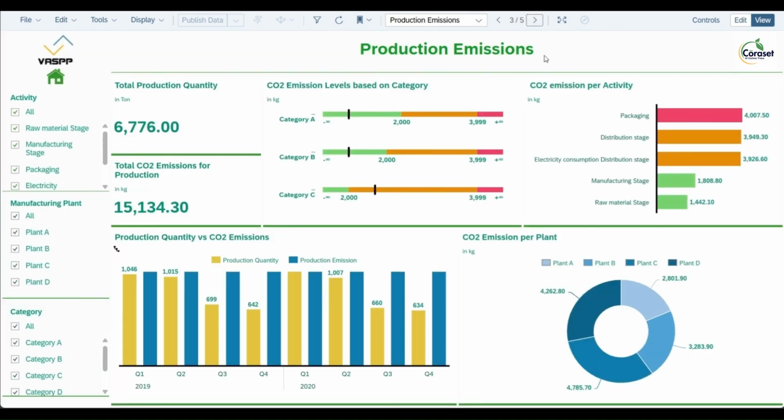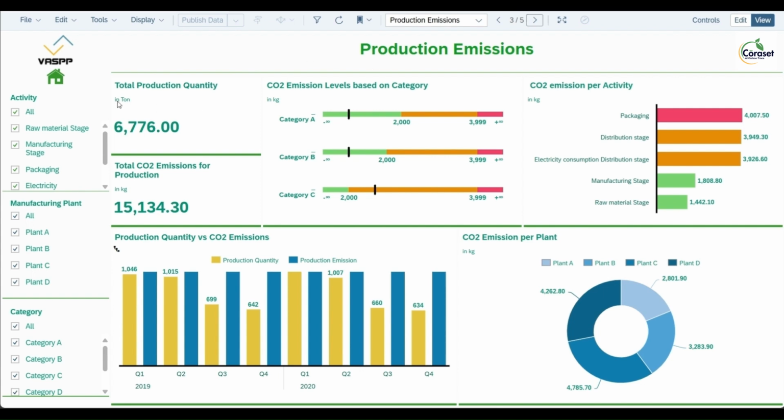The production emissions page on the Coraset dashboard offers a comprehensive analysis of carbon emissions resulting from manufacturing activities. The dashboard also includes benchmarking tools to compare emissions against industry standards, highlighting high-emission processes and units. This information supports targeted emission reduction strategies and helps optimize production processes to minimize the overall environmental impact.